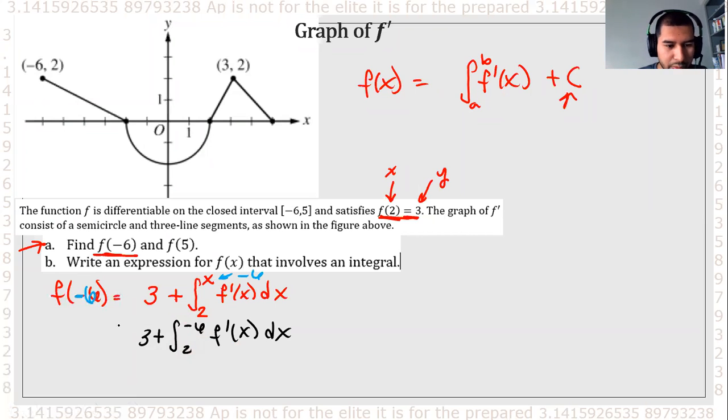Can anyone remind me what needs to happen before I find the area under the curve? Don't you have to have the higher number at the top? Yes, so I could always flip them. Thank you, Justin. I could always flip them as long as I make this negative. So this is not plus anymore. It's going to be minus. And now I can flip the end limits. -6 is always at the bottom.